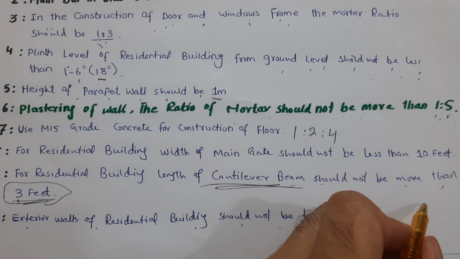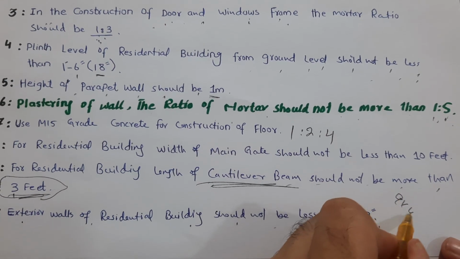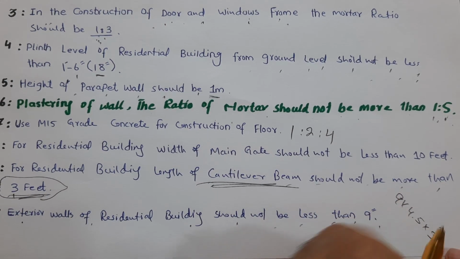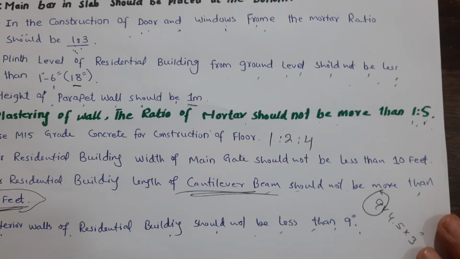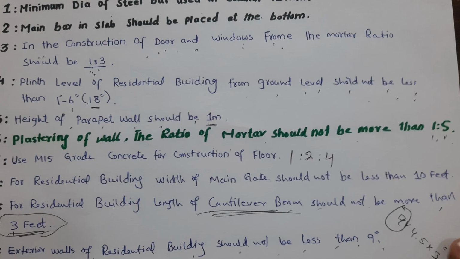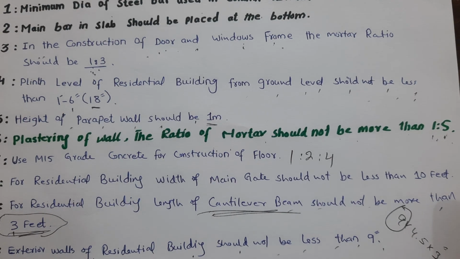Next, the exterior wall of a residential building should not be less than 9 inches, or full brick. Here in Pakistan, we are using a brick size of 9 inches by 4.5 inches by 3 inches. So the 9 inches is the length of the brick. Therefore, don't use half brick or 4.5 inch, but the exterior wall should not be less than 9 inches.